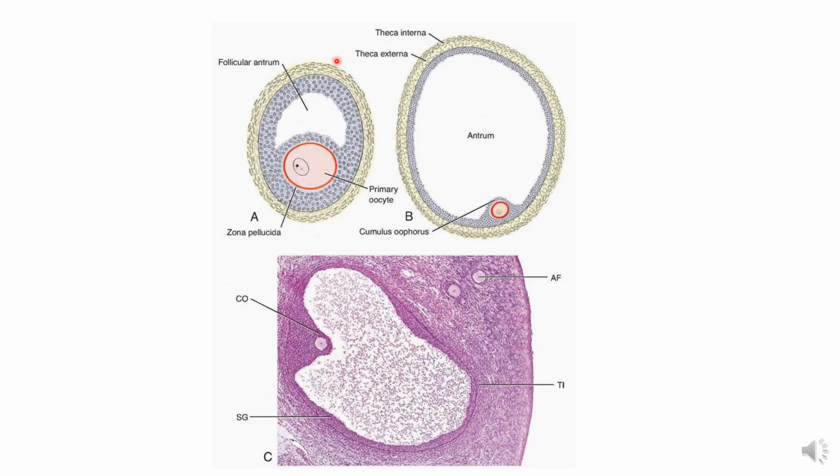Antrum, as we have seen over here, actually these are first small spaces which combine to form a big cavity, an empty space. Now the name given is follicular antrum. This antrum becomes so large because the cells are arranged at the periphery, and there is still a group of cells surrounding the oocyte all around. This group of cells is given the name cumulus oophorus.